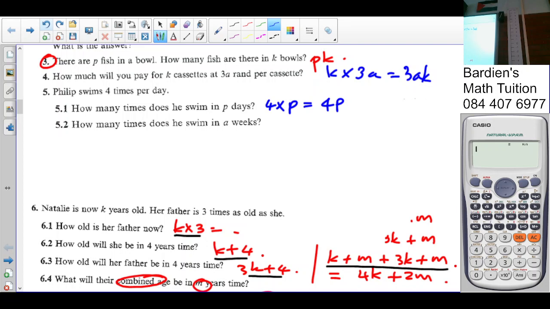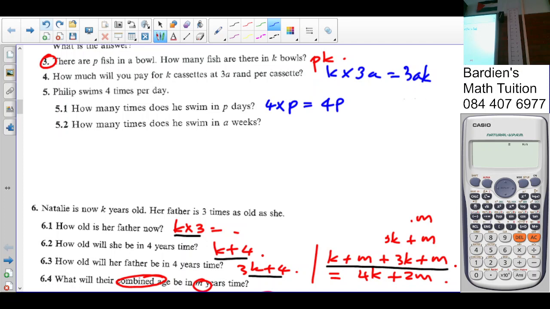Okay. 5.2, 4 times 7. Who got 4 times 7? Just put up your hand. What do you have? But this is an A. It says how many times does he swim in A weeks? It's not the 1, it's an A.